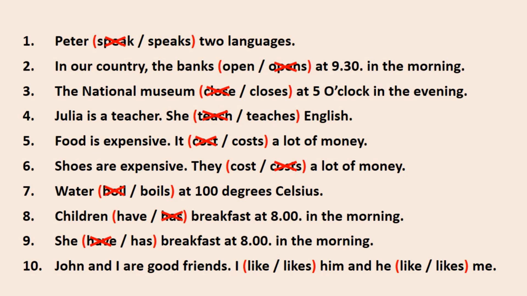Last one. John and I are good friends. I like him and he likes me. Here you can see there are two sentences. Simple sentences. I like him. Here the I, the pronoun is plural. That is considered as a plural one. So we have taken like. And he likes me. The subject is he. According to the singular subject he, we have taken a singular verb. Likes, we have changed the verb into singular form by adding s.